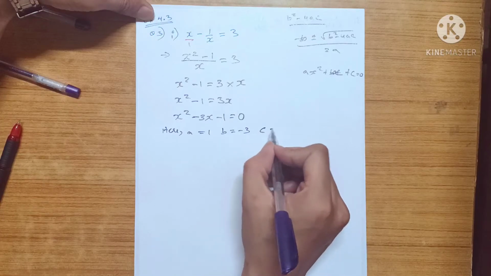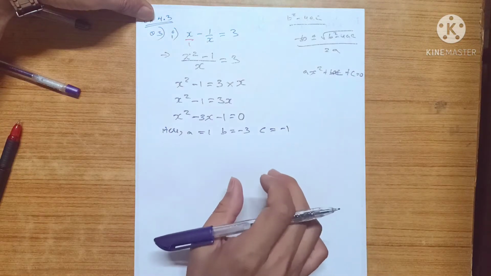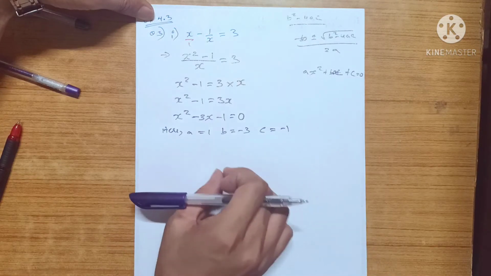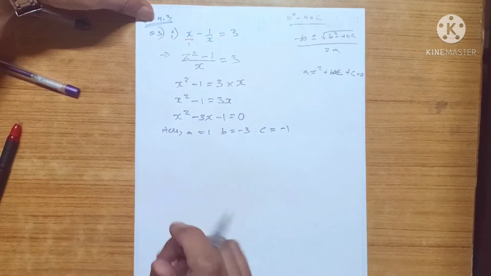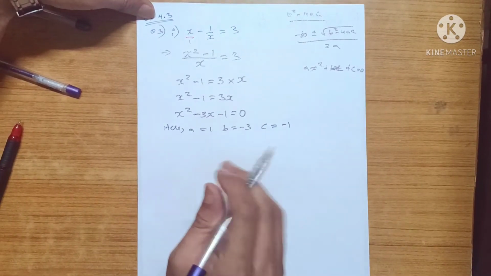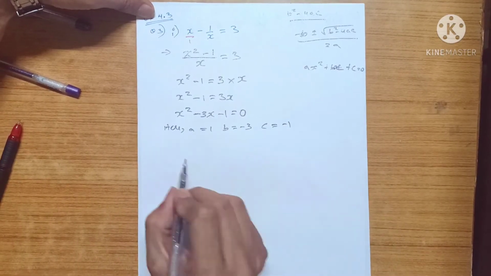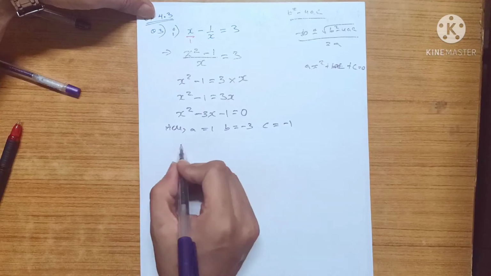Some of you might be thinking, yeah, splitting the middle term is easier, but splitting the middle term doesn't always work, especially when your zeros, the final answer, is in root. When it's in root, it's very hard to do splitting the middle term. That's why it's better to do either the quadratic formula or completing the square. For me, this is way easier than completing the square. That's why I'm just doing this.